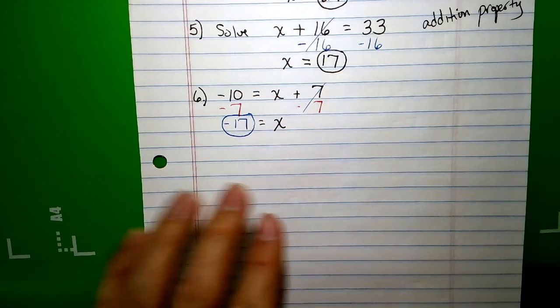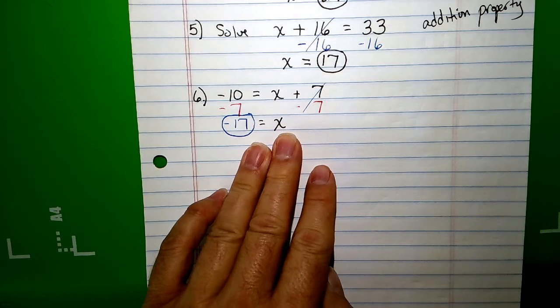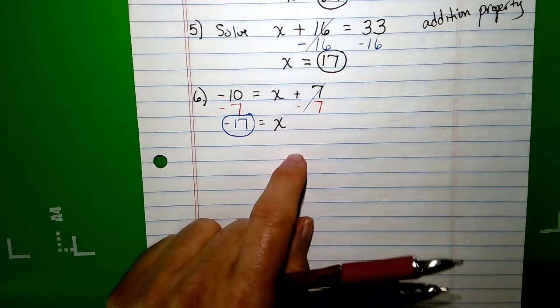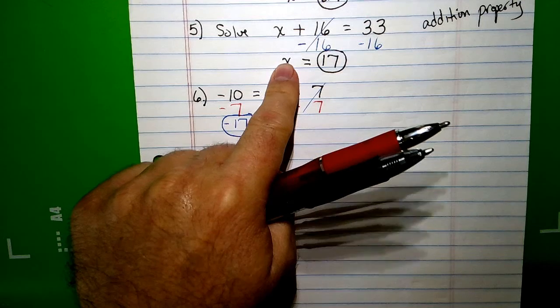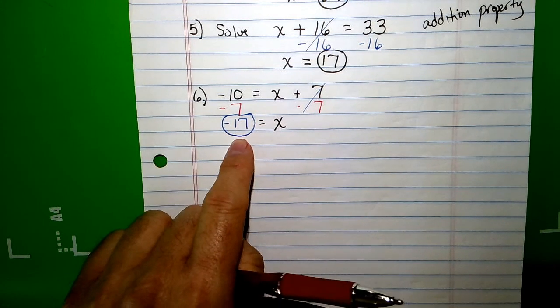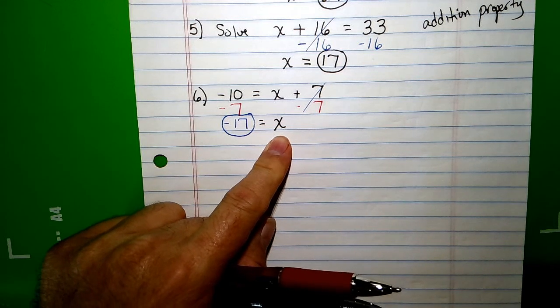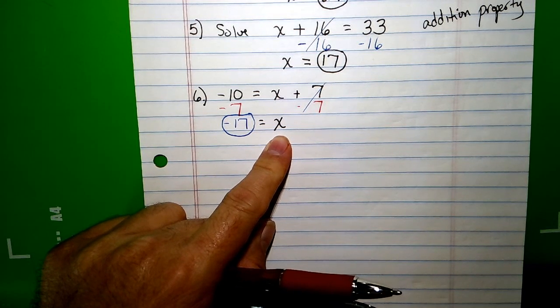Okay? Notice how negative 17 equals x. This is the same thing as x equals negative 17. You don't have to always have the x on the left, although students generally like it on the left more, but sometimes it's on the right. Okay? It's this number that's important, and that you're getting the x by itself, what's called isolating the variable.